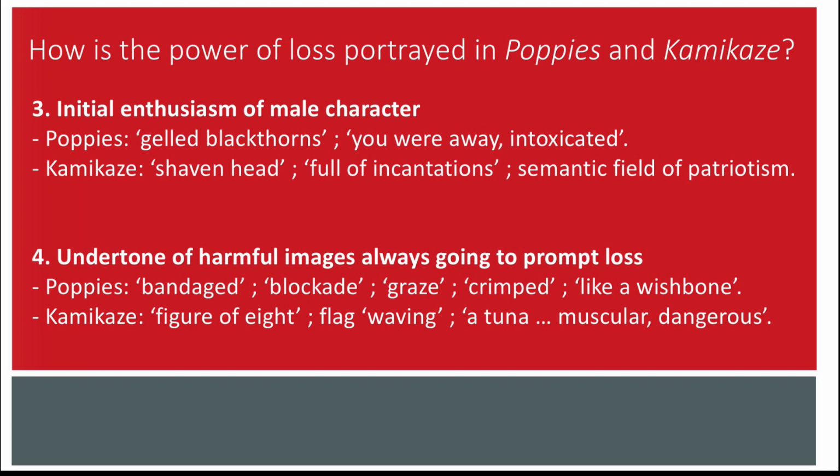That there is always, in both poems, an undertone of harmful images, which are always going to prompt loss. So again, I've repeated that key word in the question: an undertone of harmful images in both poems. What I mean by this, everybody, is that there is reference that is implicitly made. It is hinted at. It is only briefly suggested that harm is there as a background presence. Bad things are just brewing in the background. They're never made explicitly obvious. They are only ever implicitly hinted at.